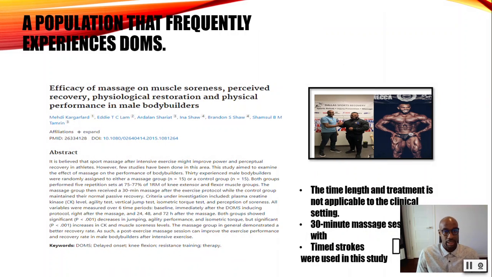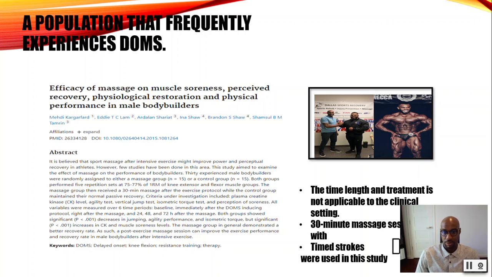When you look at the population that frequently experiences DOMS, it's bodybuilders. That right there is a pro bodybuilder, whom I myself actually work on throughout his career. When you look at me utilizing a J stroke for a bodybuilder of that size, it's not conducive to treatment, and it's not effective for them. This is another study that looked at the efficacy of muscle soreness or perceived recovery for bodybuilders.